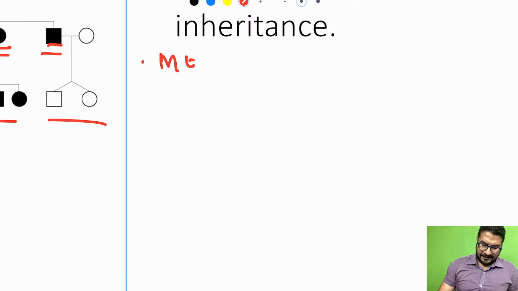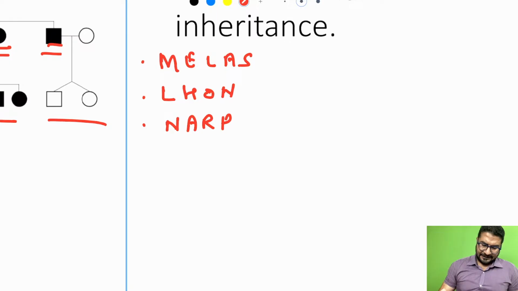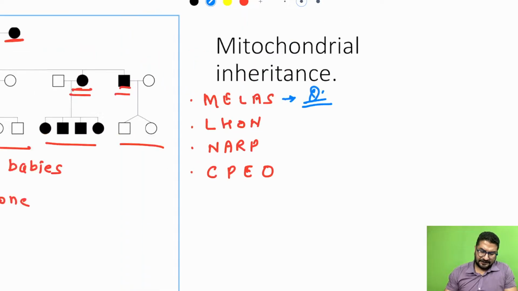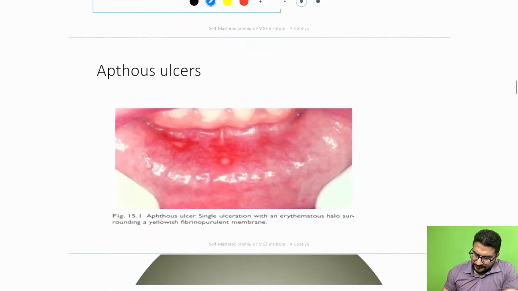MELAS: mitochondrial encephalopathy, lactic acidosis, stroke. Then Leber hereditary optic neuropathy, LHON, neuritis, ataxia, retinitis pigmentosa, right? Chronic progressive external ophthalmoplegia, CPEO. So these are the examples which you have to remember. And if you forget everything, just remember this one, very important: MELAS. Right?